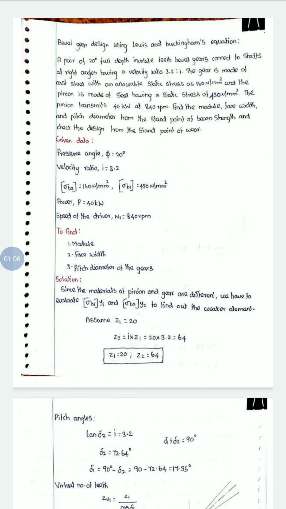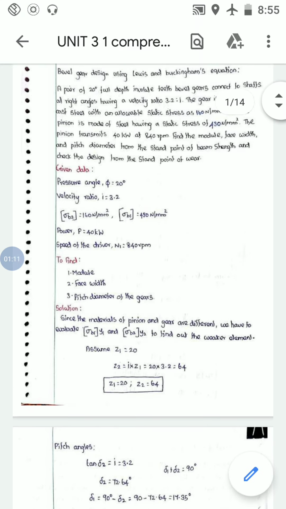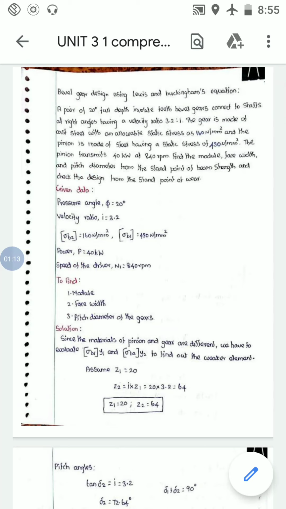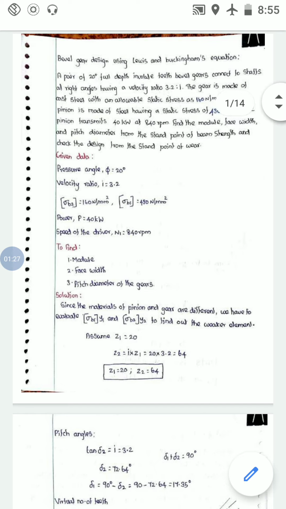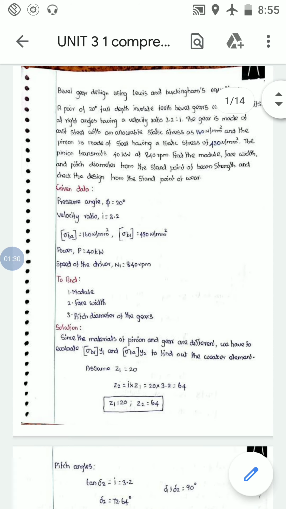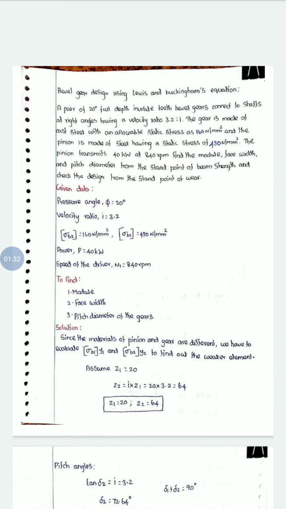Hence, the static stress for the gear is sigma b equal to 160 N/mm², and the steel pinion has a static stress of 430 N/mm². The power transmitted is 40 kilowatt, and the speed is 840 rpm. Now we have to find the module, face width and pitch diameter from the standpoint of beam strength, and also check the design from the standpoint of wear.